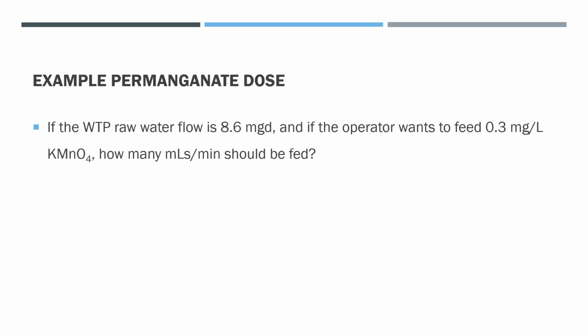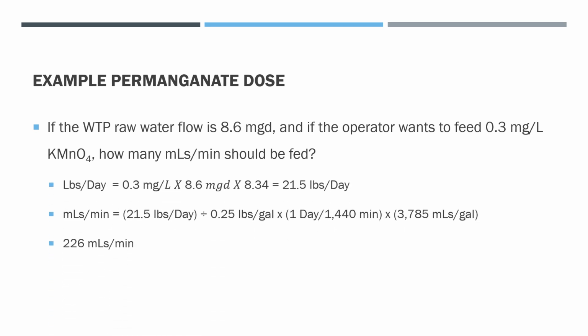Now with that information I just gave you, if you wanted to do an example permanganate dose problem, it would look like this. Let's say they give you the raw water flow of 8.6 MGD, and the operator wants to feed 0.3 milligrams per liter potassium permanganate. How many milliliters per minute should be fed? Now you know from the previous problem, we're making the solution at 0.25 pounds per gallon. So with that, you might want to shut off the video at this point or pause it and do the problem for yourself. With that, I'm going to continue with the problem.